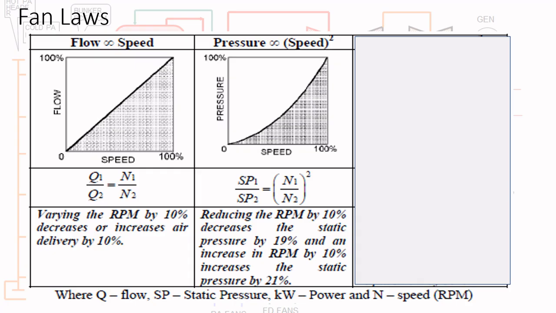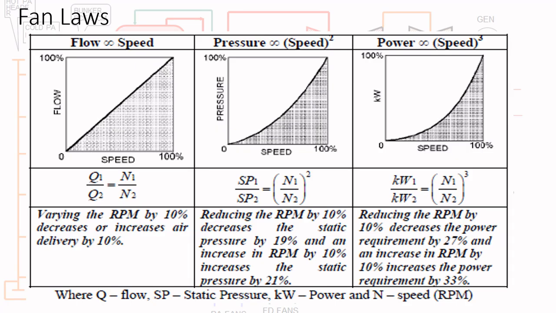Now the power versus speed. If you compare the power, if the speed is reduced, then the power will also be reduced, but by the cube of the speed ratio. So reducing the RPM by 10% decreases the power requirement by 27%, and an increase in RPM by 10% increases the power requirement by 33%.